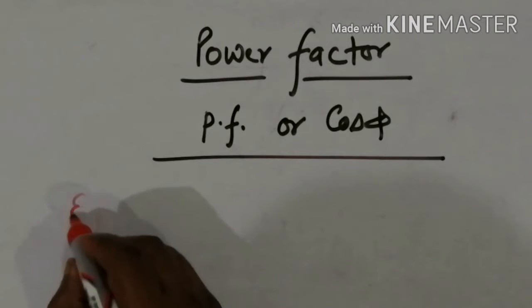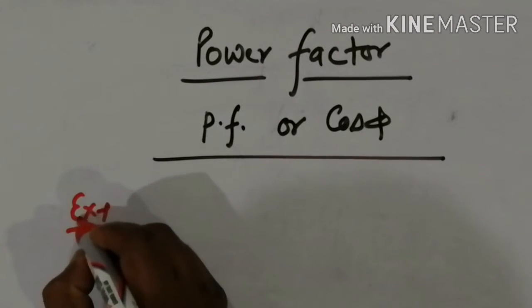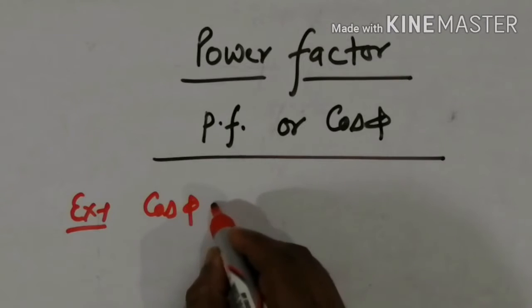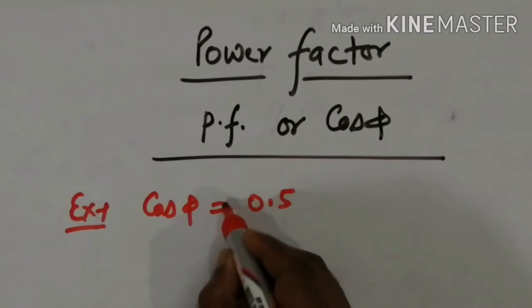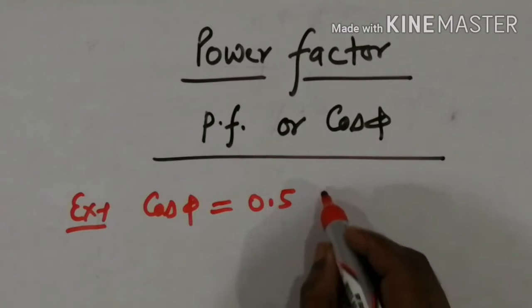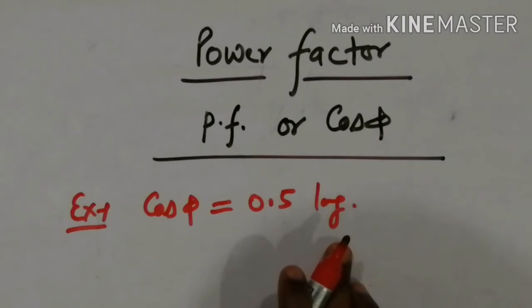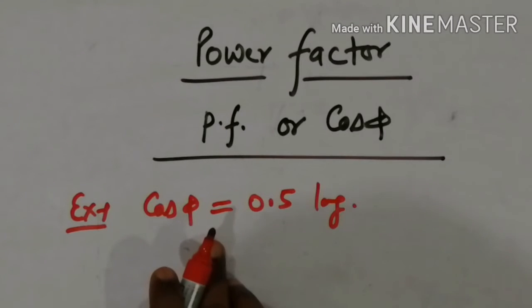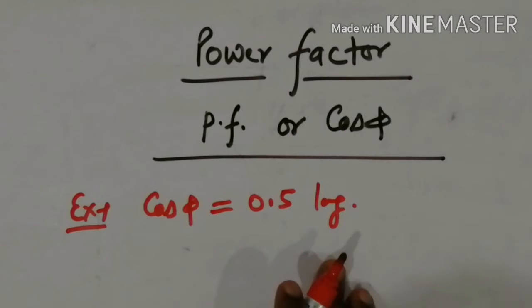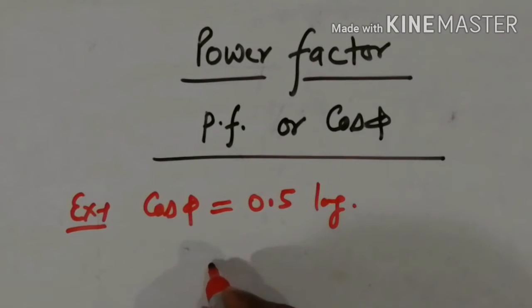For example, if it is written like this, that is cos phi equal to 0.5, it means 0.5 lagging. It means that the value of the power factor is 0.5 and current lags the voltage, right? In some questions it may be written as 50%. So it has the same meaning: power factor is 0.5 and current lags the voltage.